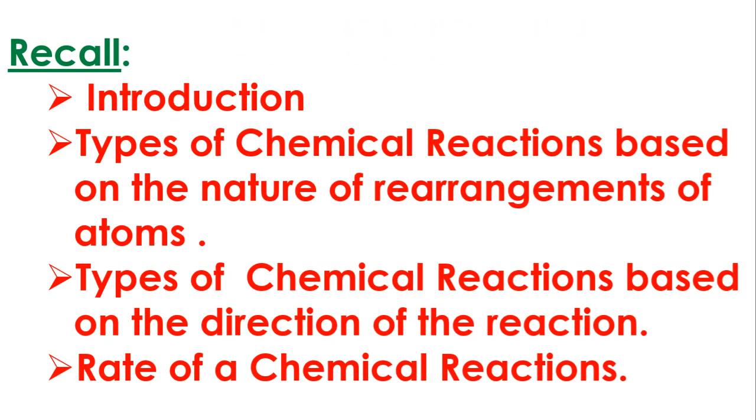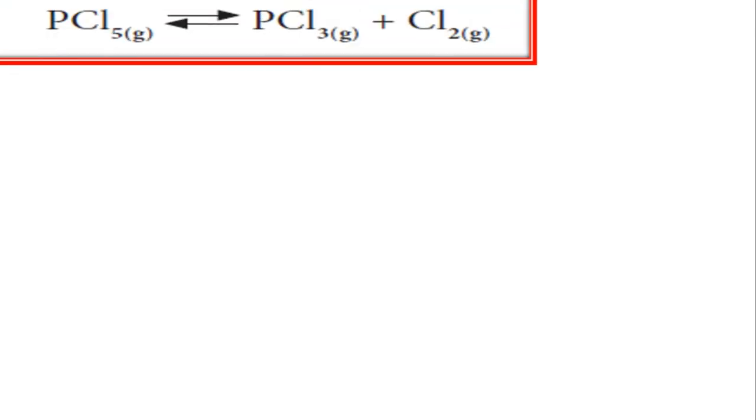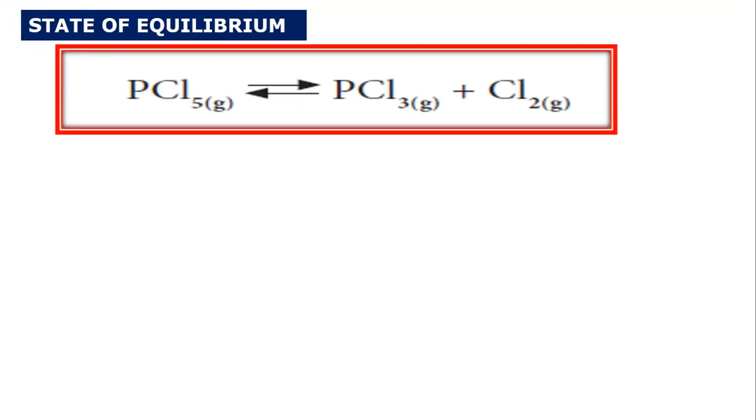Now let us recall what we learnt in the previous classes: introduction of chemical reactions, types of chemical reactions based on the nature of rearrangement of atoms, then types of chemical reactions based on the direction of the reaction and the rate of chemical reactions. Now we pass on to the next topic, state of equilibrium or equilibrium state.